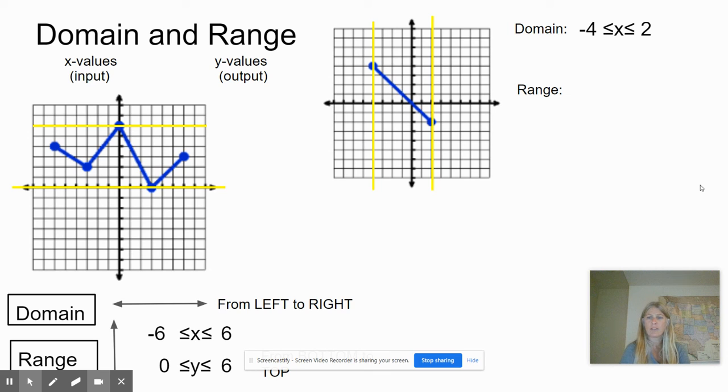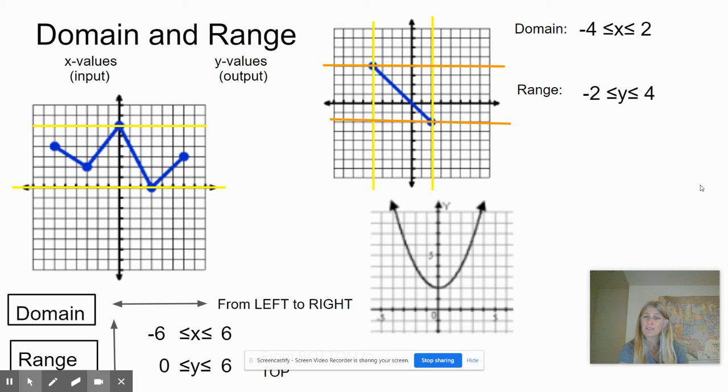Now we're going to go ahead and take a look at range. Remember, our range is from bottom to top, the lowest point to the highest point. So here's my lowest point at -2, and my highest point is at positive 4. Once again, we're dealing with range, so we're going to be careful to talk about our y values. So our range is y's are between negative 2 and positive 4.